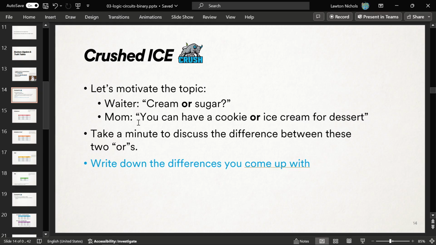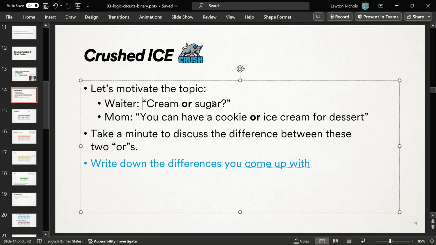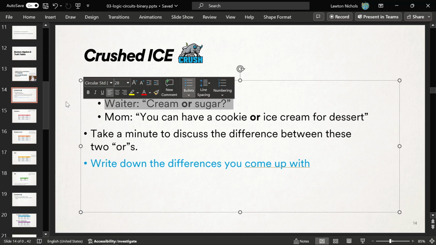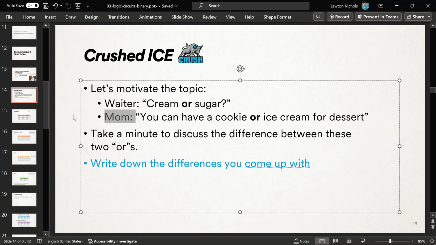Here's a nice motivating question. This is the word or. There's some ambiguity here. Let's say you go to a diner and the waiter asks you, cream or sugar. That's the phrase, right? It's got the word or in it. And then you're at home. You still live with your parents. Pretend you're a child, and your mom says you can have a cookie or ice cream for dessert.